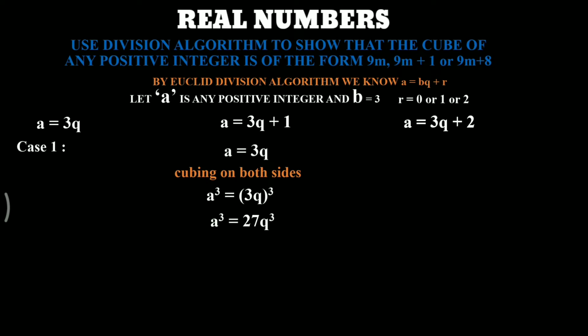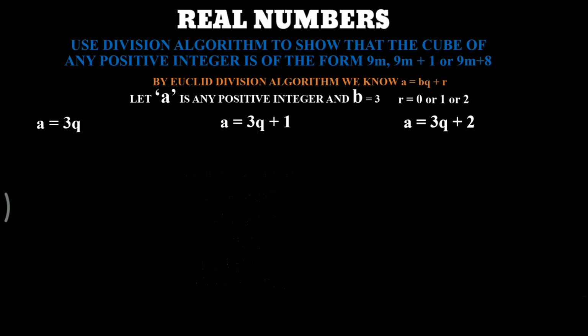And I am going to express this in the form of 9m or 9m plus 1 or 9m plus 8. As 27 is a multiple of 9, I am writing it as 9 times 3q cube. I am going to assume that 3q cube is equal to m. Then a cube becomes 9m. So in the first case, I expressed the given positive integer in the form of 9m.